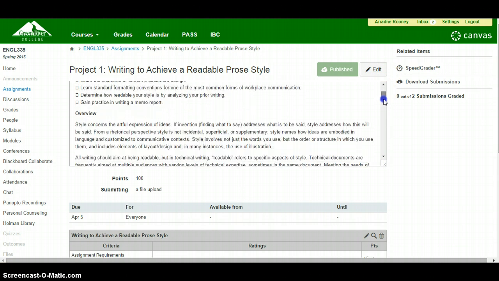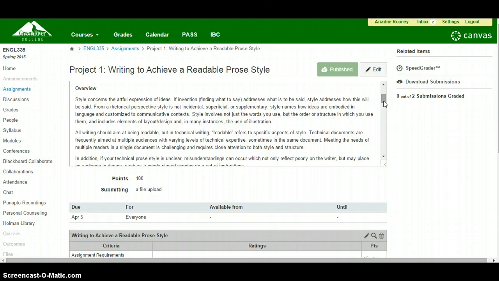The overview for this assignment: style concerns the artful expression of ideas. If invention, or finding what to say, addresses what is to be said, style addresses how this will be said. From a rhetorical perspective, style is not incidental or superficial or supplementary. Style names how ideas are embodied in language and customized to communicative contexts. Style involves not just the words you use, but the order or structure in which you use them. It includes elements of layout, design, and in many instances, the use of illustration.